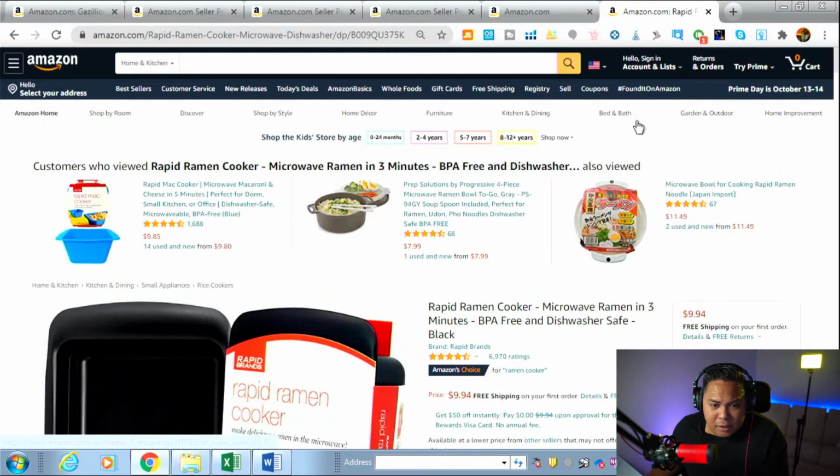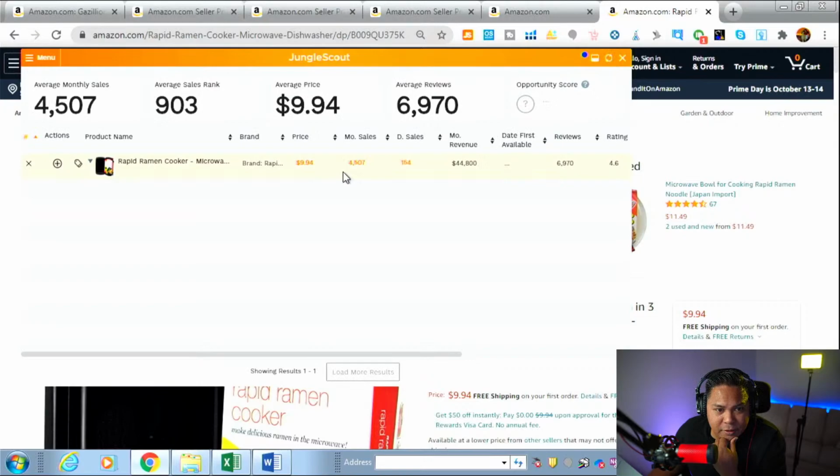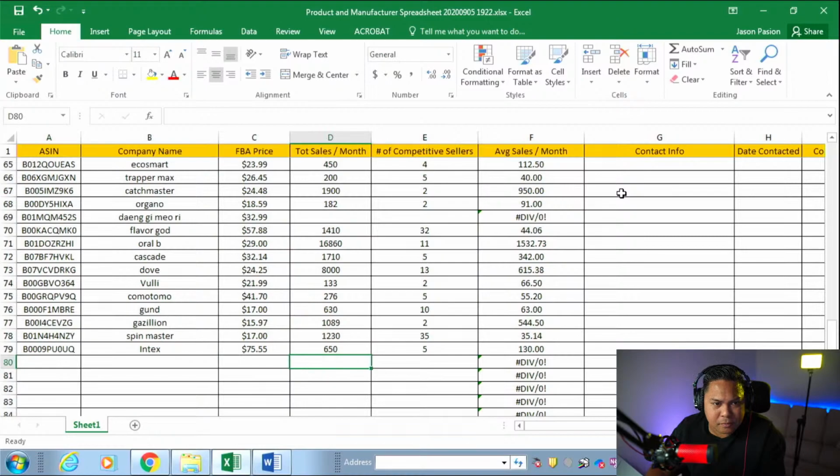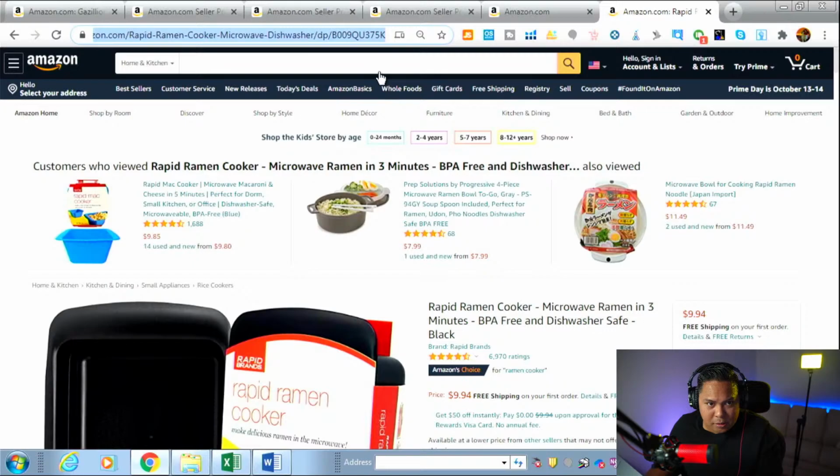All right. Meh. So looks like we can still profit for anything under $15, so we can start looking for those. All right, let's start adding this. What's the sales velocity on this? 4,500. The brand is Rapid Brands.